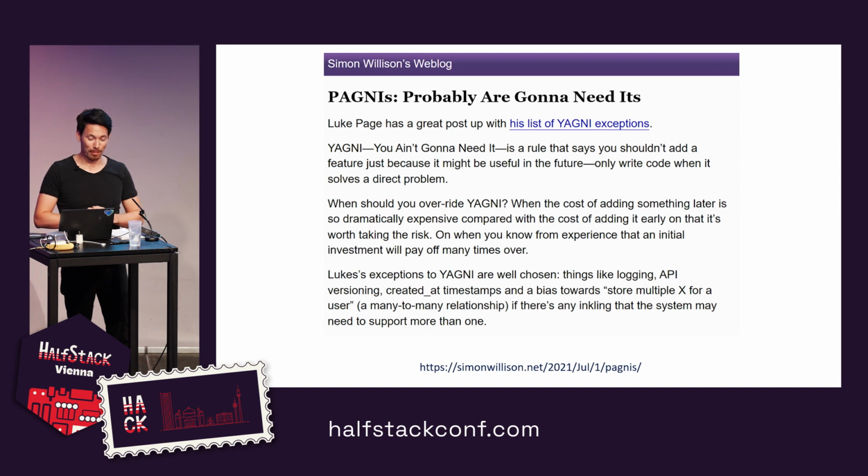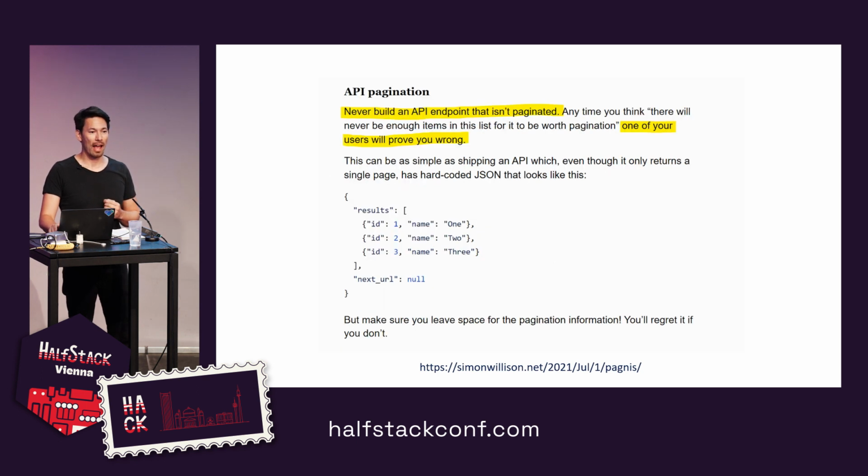Timestamps, versioning, he mentioned. And what does Simon Willison give as a prime example of a PAGNI? API pagination. Never build an API endpoint that isn't paginated. Anytime you think, there will never be enough items in this list for it to be worth pagination, one of your users will prove you wrong. And that happened to me.